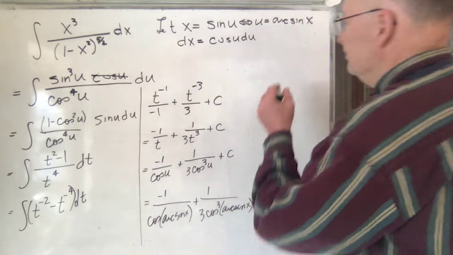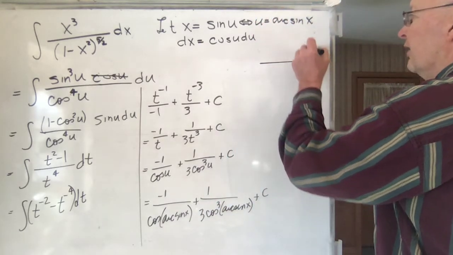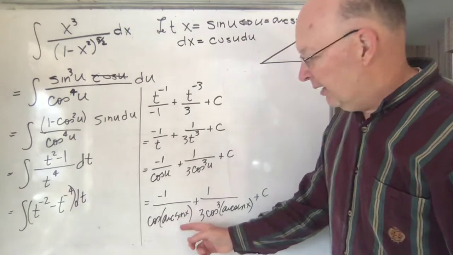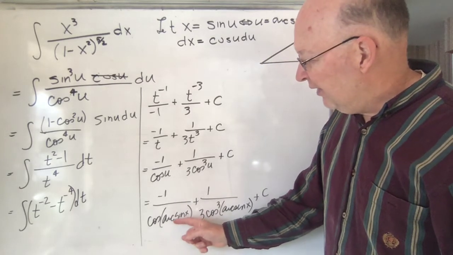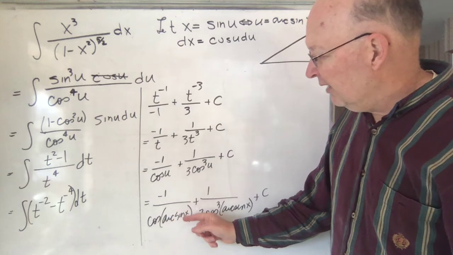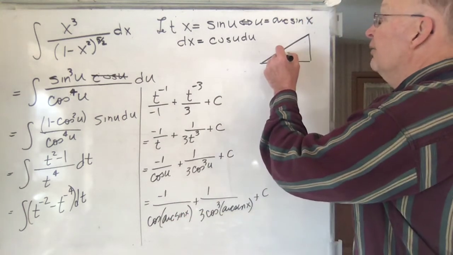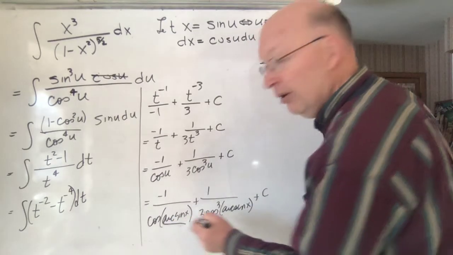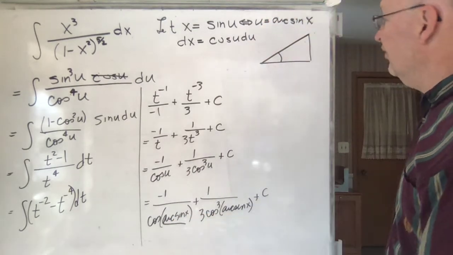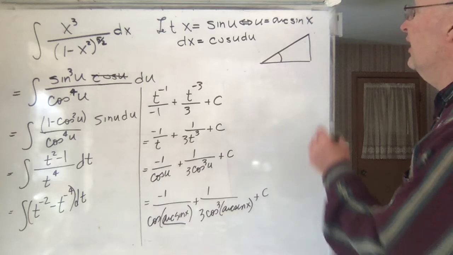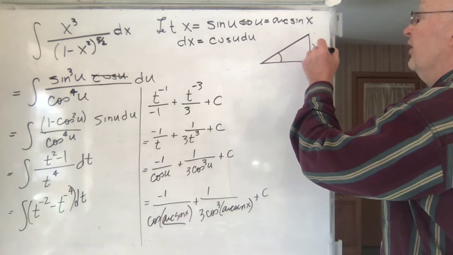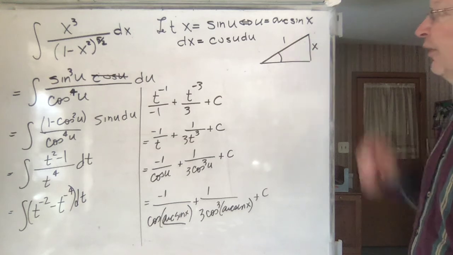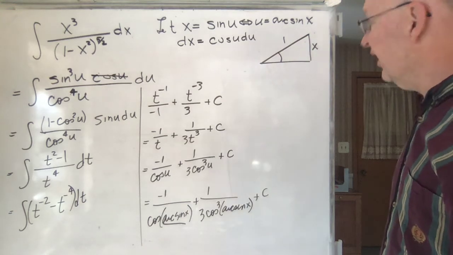So what do I do? I make myself a right triangle, and I say I want the angle whose sine is x. So here's my angle right there. I want an angle, that's what this stands for. It's the angle whose sine is x. What's the easiest way to make an angle whose sine is x? The easiest way is to make this x right here and make that 1 right there. There's an angle whose sine is x.